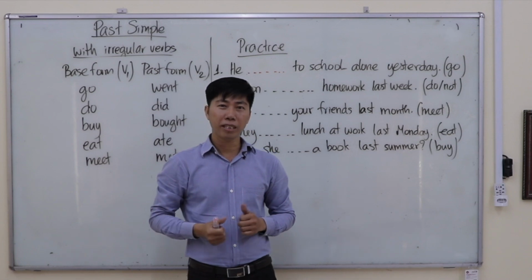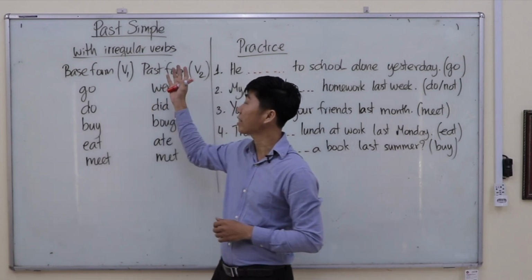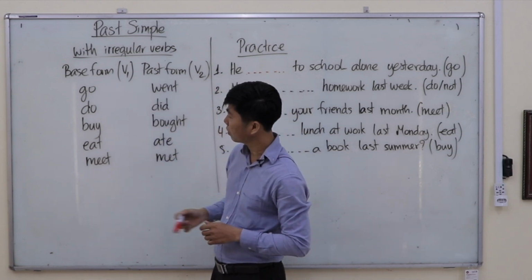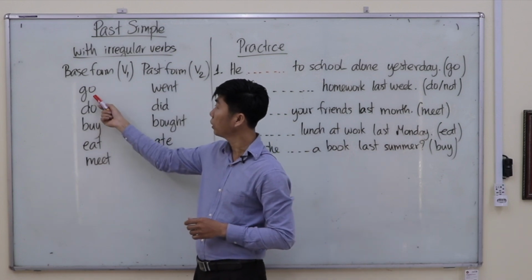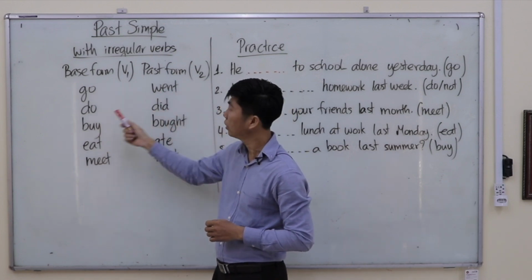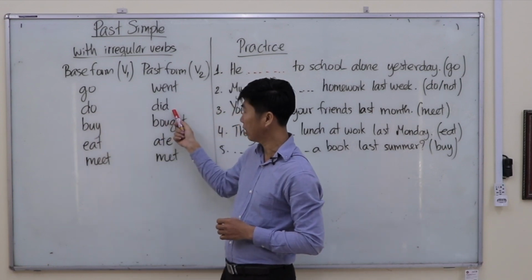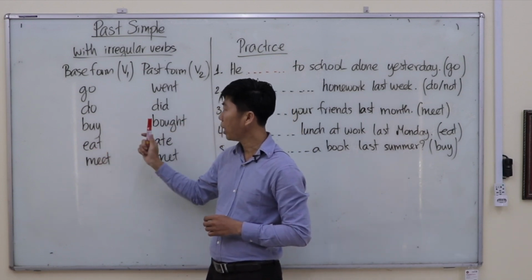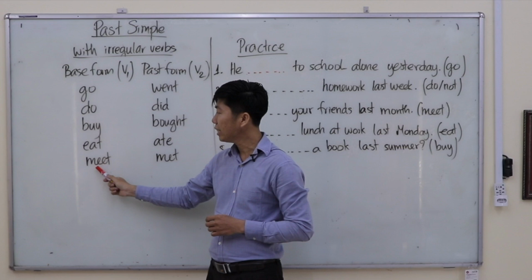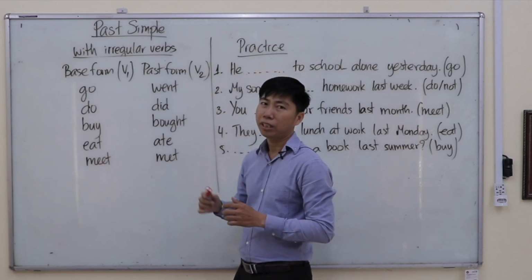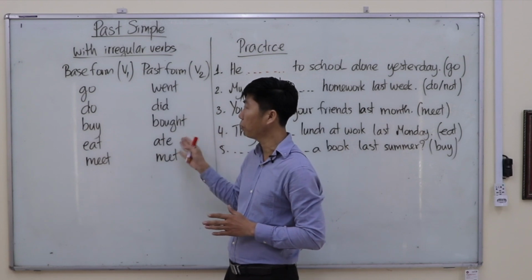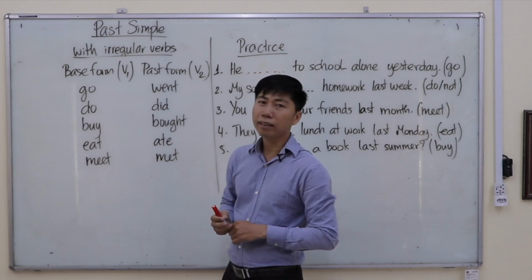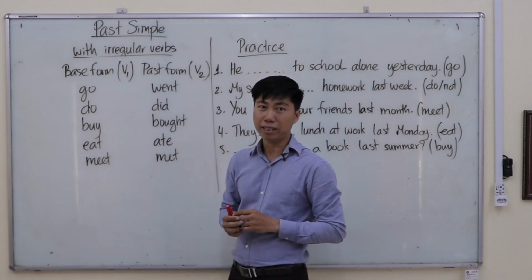Okay, before we start our practice, let's move to examples of some forms of irregular verbs. Here we have five verbs. The first one is go, past form is went. Do, past form is did. Buy, past form is bought. Eat, past form is ate. Meet, past form is met. You have to remember the past form when you do exercises with past simple. Okay, together, are you ready? Let's go to the practice together.